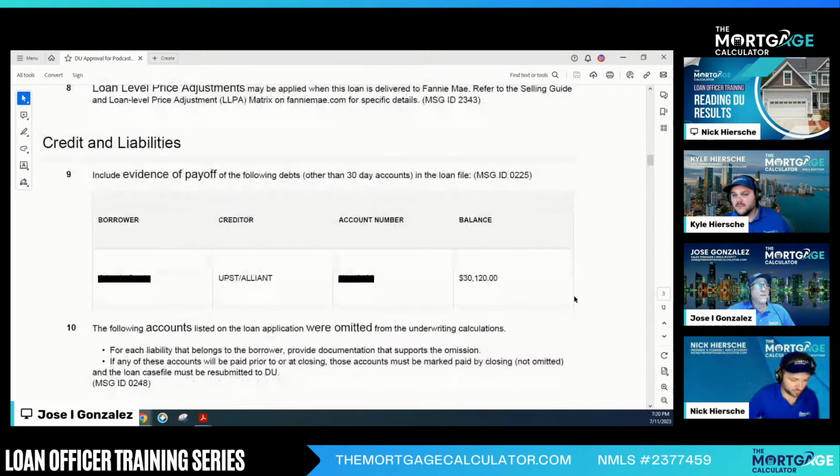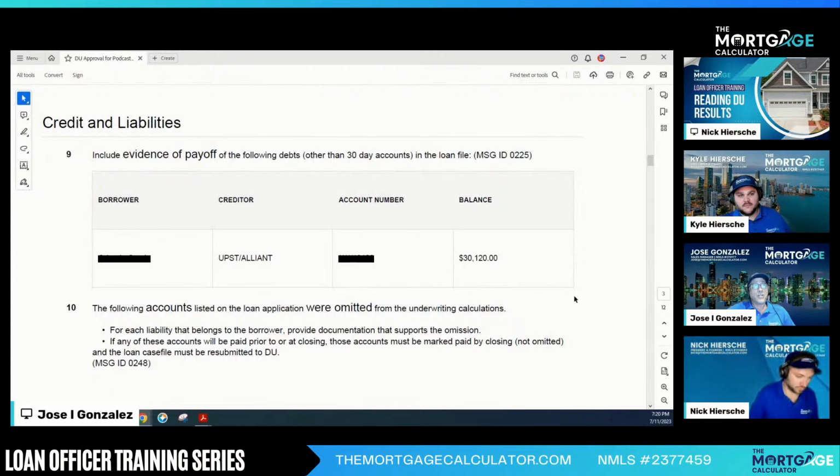So now, some of the things I did in the application was I put a couple of accounts, one account that was going to be paid off. Right, it had a balance of 30,120. So it's telling me include the evidence of the payoff. Now, in my case, my borrower already went and paid it off before the closing. So what I'm going to do instead is I'm going to ask for a credit supplement, and the credit supplement will verify the new balance as zero and that it's closed.